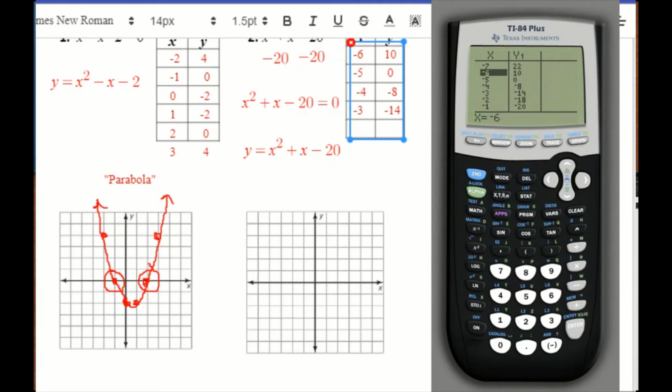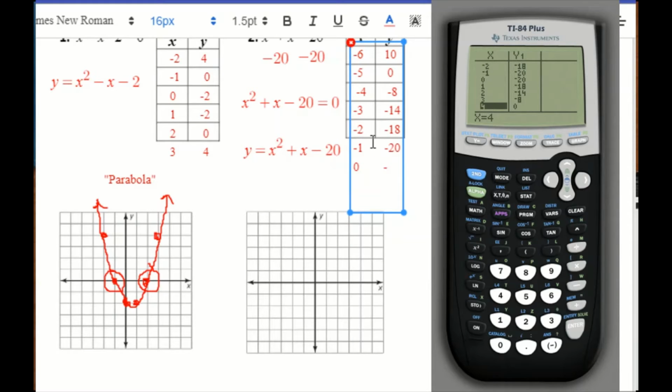-2, -8. Oh, it just switched over to black for some reason. That's kind of weird. -2, -18. And then we've got -1, -20. I just want to work my way until I get back to the other 0. Okay, so we see the symmetry occurring here. So the y-intercept, which isn't really relevant here, is going to be at -20.